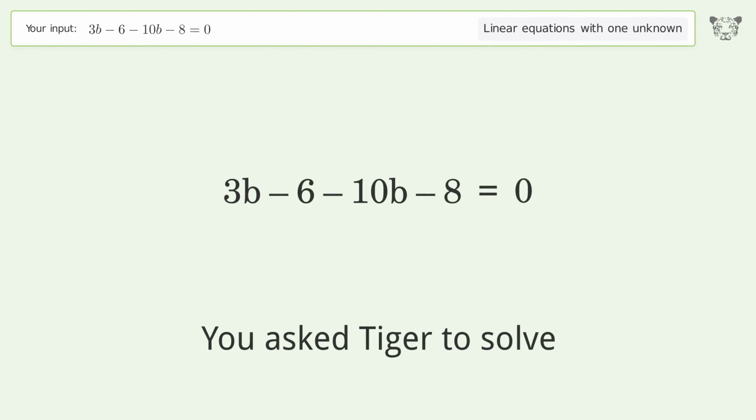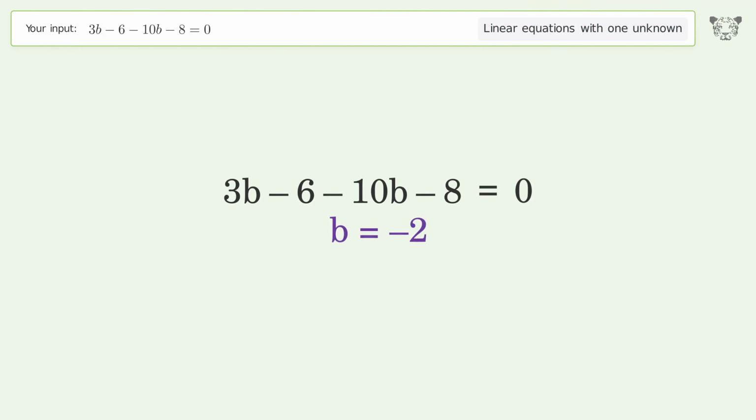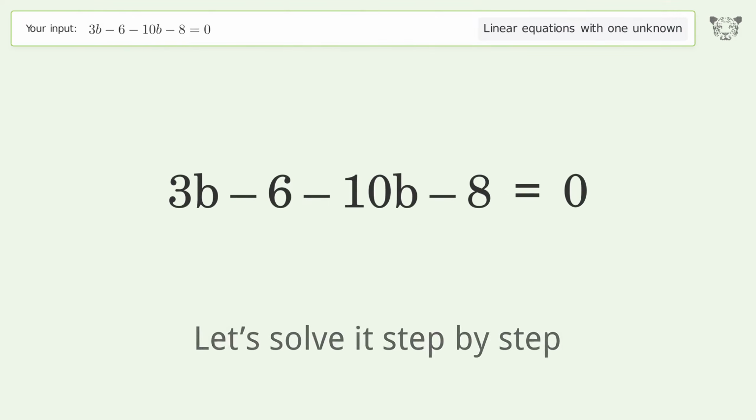You asked Tiger to solve this. It deals with linear equations with one unknown. The final result is b equals -2. Let's solve it step by step.